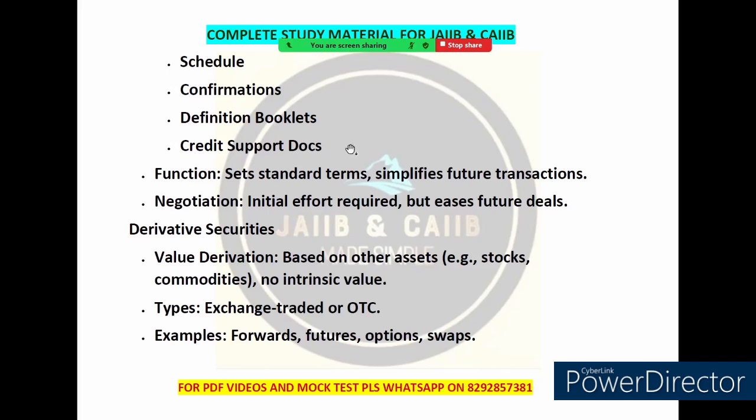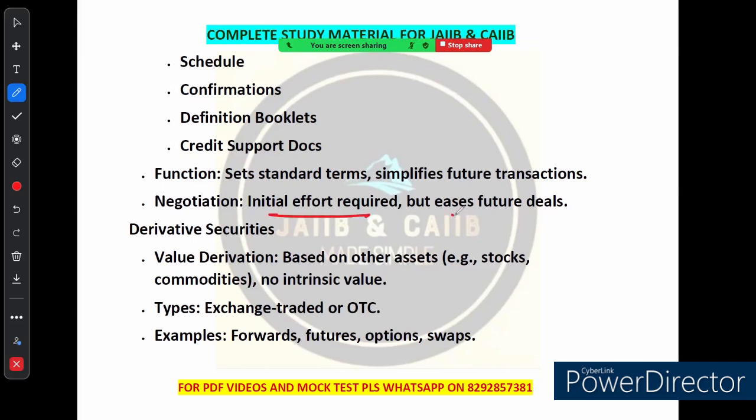Now let's talk about something called derivative security. Obviously initial effort is required, but future deals are easier. Now what are derivative securities? Derivative securities are financial instruments whose value comes from something else, like a stock or commodities, and they don't have intrinsic value on their own. They can be traded on exchange or OTC. Common examples include forwards, futures, options, and swaps.